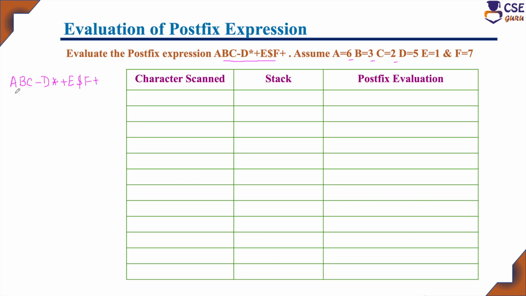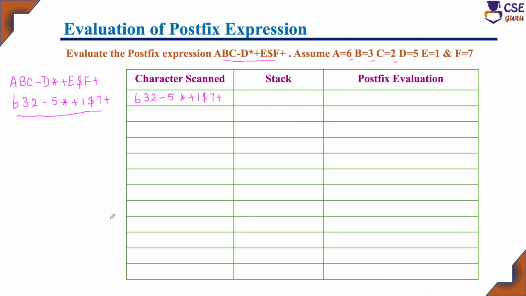And what is the value for A? It is 6. For B, it is 3. C is 2. Minus, D is 5. Star, plus, E value is 1. Dollar also we need to consider as exponent only. And F value is 7, plus. So this is the postfix expression we need to evaluate: 6, 3, 2, minus, 5, multiplication, plus, 1, dollar, 7, plus.